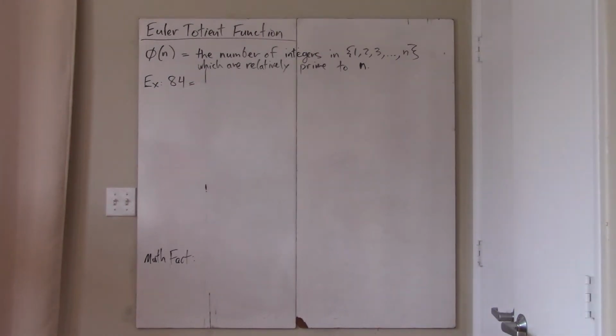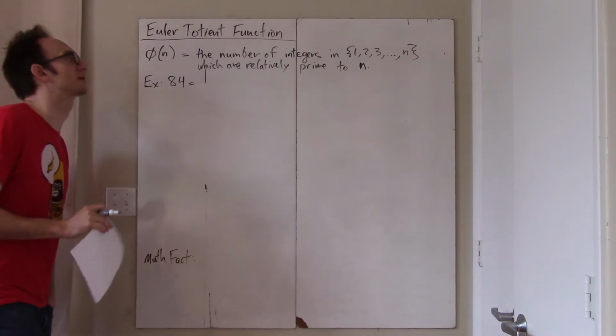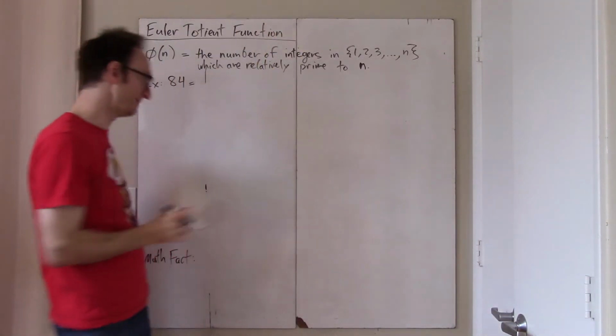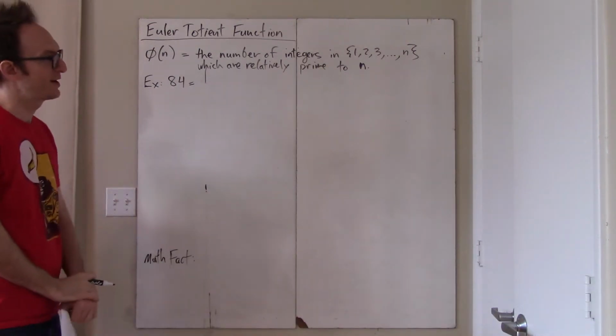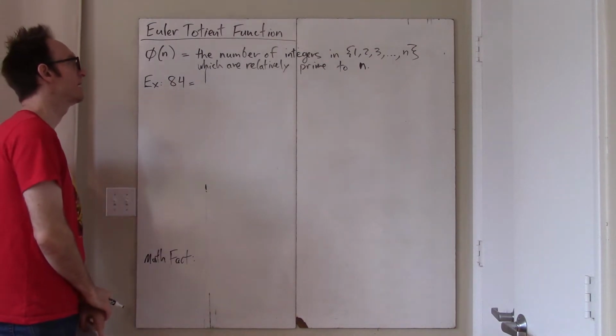Okay, welcome back. I want to talk for hopefully just 5 minutes about the Euler Totient function. And this is something I know almost nothing about, so don't ask any questions. What is the Euler Totient function?